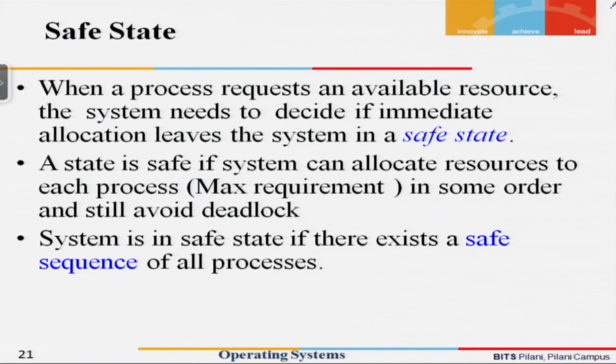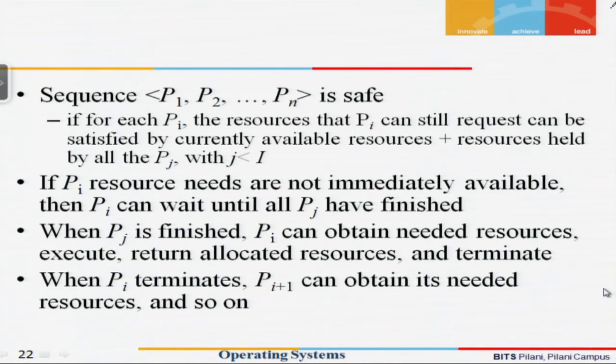So a safe sequence is indicative of the order in which the processes can be executed, so that the maximum requirement of each process is met by the release of the resources from its predecessor process. So let us see here what a sequence means.